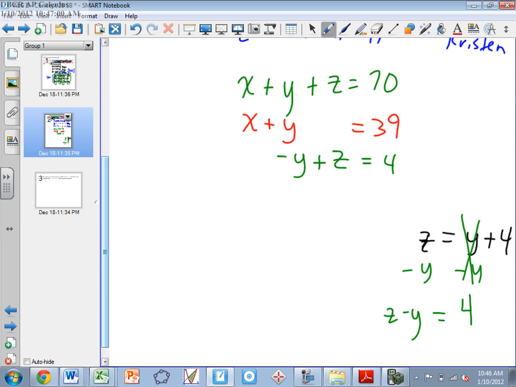Okay, Kristen was 4 years older than Bobby. Now, this does not work unless you put it in the correct form. So you need to get all of your variables on the left side, get all of your constants on the right side. Look at the left side now. What is the sign that Z carries in front of it here?